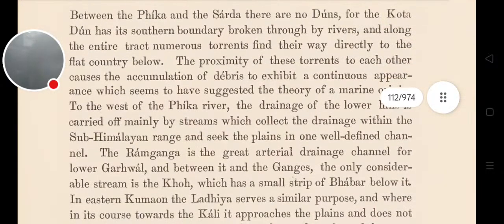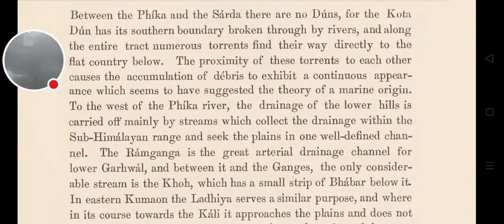Between the Fika and the Sarda, there are no dunes, for the Kota dune has its southern boundary broken through by rivers, and along the entire tract, numerous torrents find their way directly to the flat country below. The proximity of these torrents to each other causes the accumulation of debris to exhibit a continuous appearance, which seems to have suggested the theory of a marine origin.